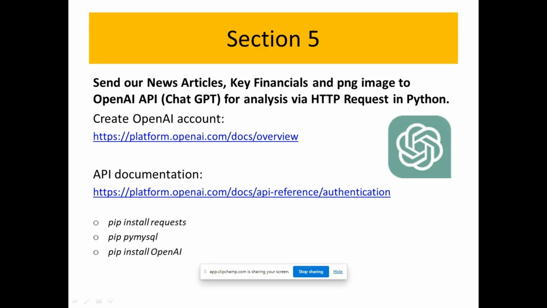Section 5. Send news articles, financial data and images to Chat GPT-4 API for analysis via web HTTP requests. So first thing you need to do is sign up to OpenAI API and deposit $15 US, and that will give you thousands of requests. And I'm going to show you that right now.